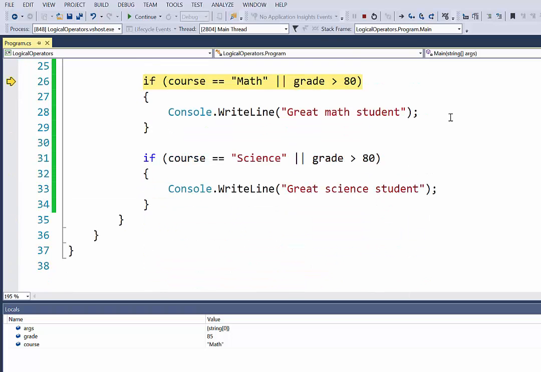Coming down to our OR statements, if course is equal to math or the grade is greater than 80, then the statement becomes true. In an OR condition, we only need one of the evaluations to be true in order for the entire statement to be true. Likewise, course equals science, which we know to be false, and grade greater than 80, which we know to be true, still produces a true outcome.